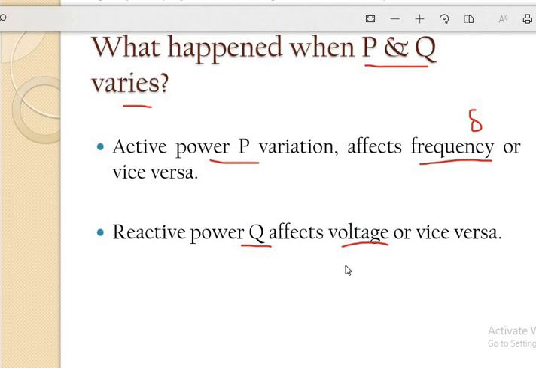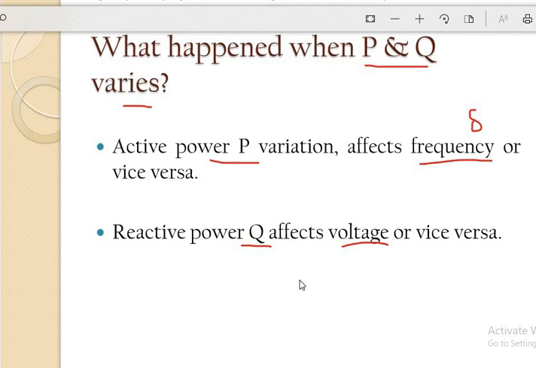Okay, so automatic generation control means it controls both the load frequency as well as the excitation voltage. What is excitation voltage? We are dealing with a synchronous machine, right? So a synchronous machine will be having a stator and a rotor, and the magnetic field is on the rotor.